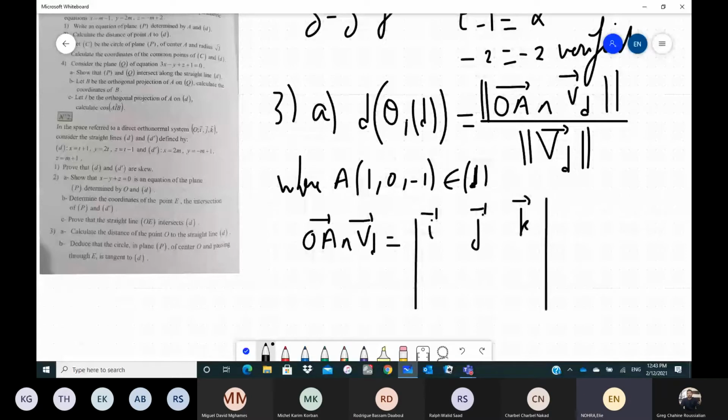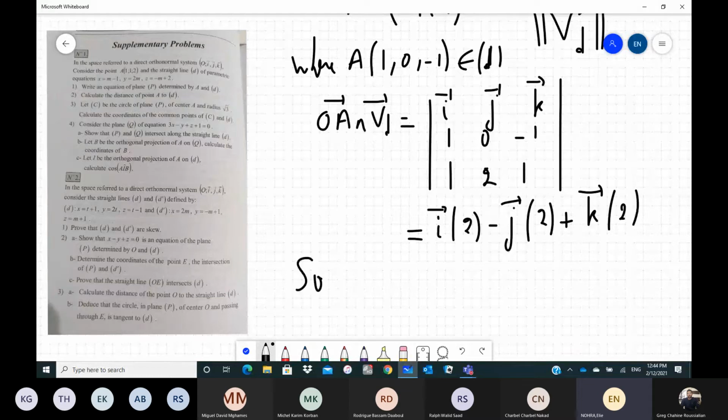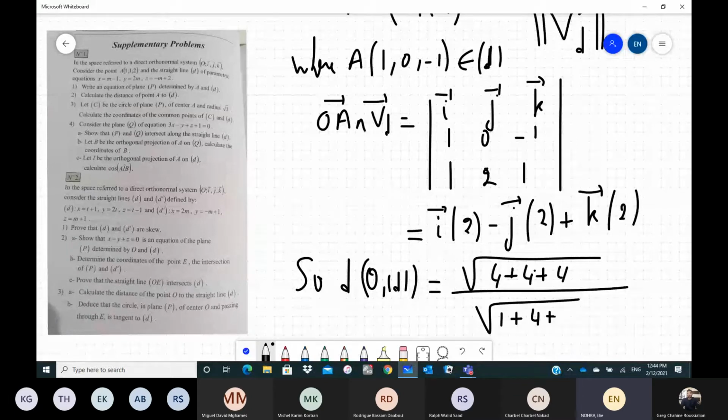The cross product equals 2i minus 2j plus 2k. So the distance from O to the line D is equal to radical of 4 plus 4 plus 4, over radical of the norm of VD, which is 1 plus 4 plus 1. That is radical of 12 over radical 6, which gives radical 2 at the end. Did we all understand? Very good.